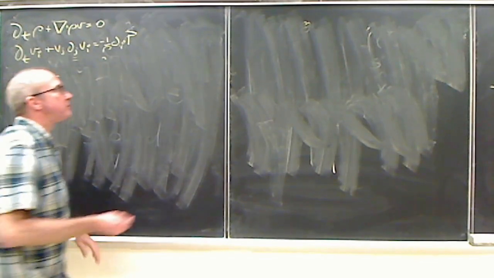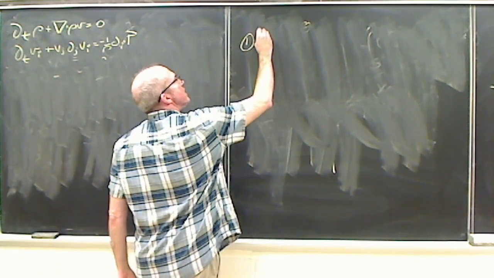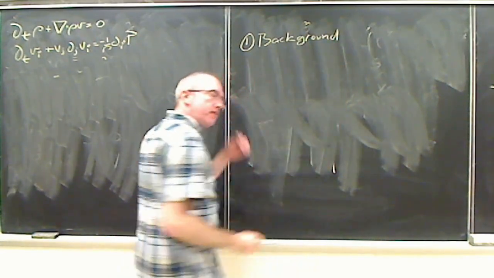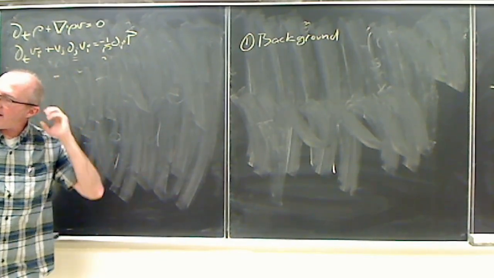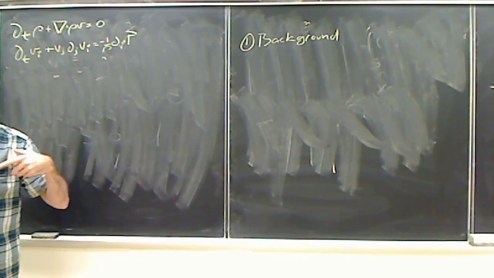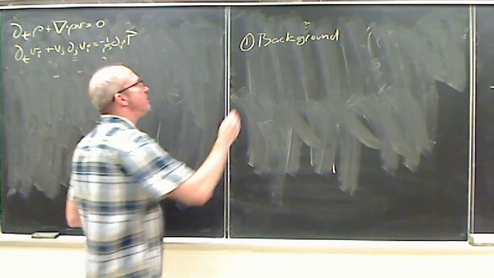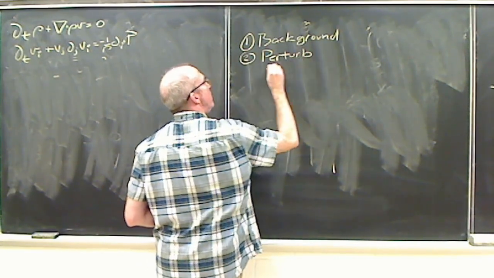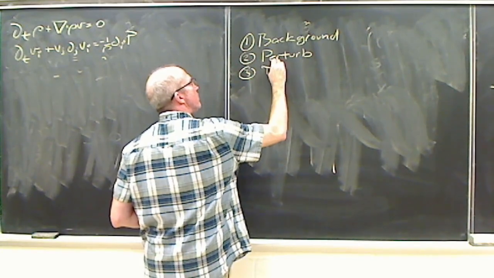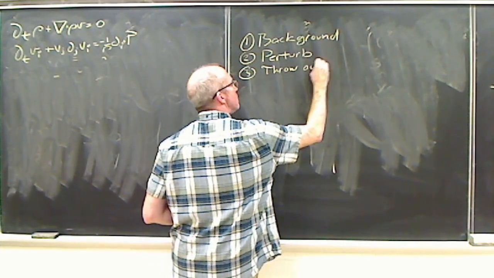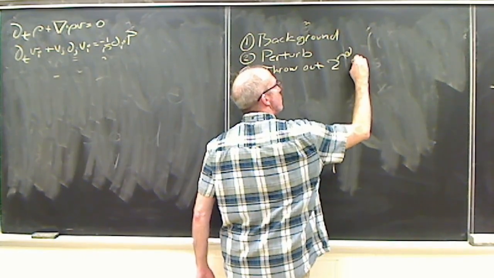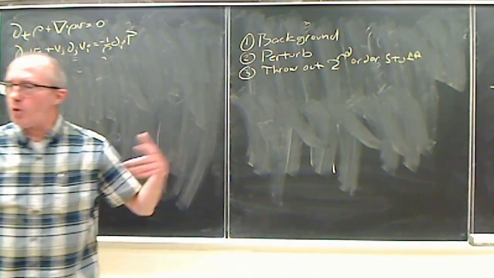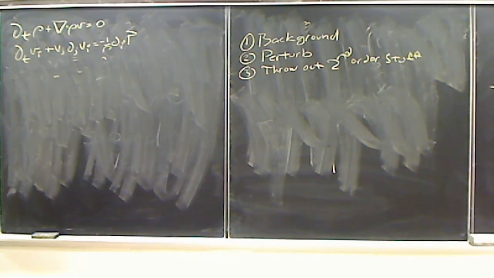Okay. So the first thing we're going to do is identify the background. What's the background solution that I'm perturbing around? I have some state, and we're going to jimmy it. So we have to start with the background. And then we perturb, and then we throw out second order stuff. This step is important because this lets us turn it into something that we can solve with sines and cosines.